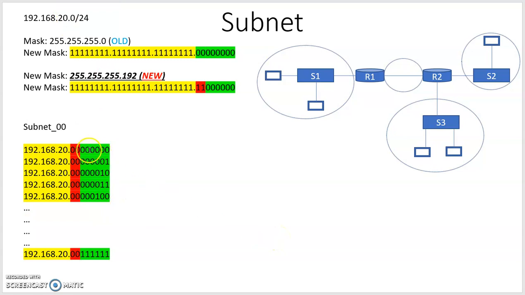So if you look at this, the first subnet, the 00 subnet, the first IP address of the subnet is 0, and the next one is 1, 2, 3, 4, and so on up to, so what is 1, 1, 1, 1, 1, 1?